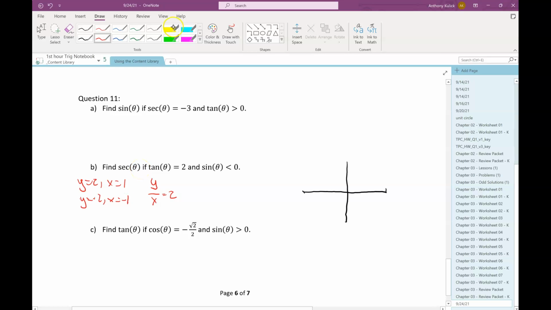Well, I can pick which one of those two I need simply because I know that sine is negative. I know that sine is y. So this is the one that I need. Everybody happy with that? So I know my standard position angle, the terminal side of it, is going to be in the third quadrant. And when I build my reference triangle, I know the x coordinate is going to be -1 and the y coordinate is -2.